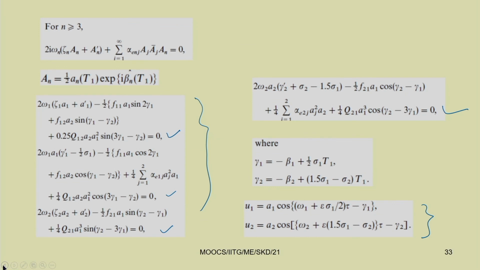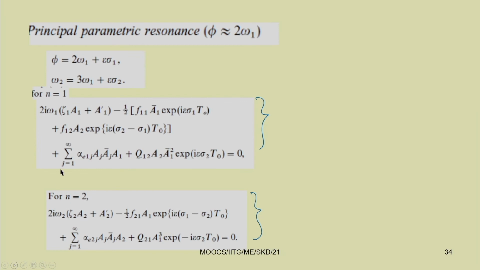These 4 are the reduced equations we got, and for n greater than 3, due to the presence of damping, the response tends to 0. So, there will be no response for n greater than or equal to 3, and there will be interaction between the first mode and second mode due to the presence of this internal resonance condition, that is ω2 equal to 3ω1 plus εσ2. Here σ1 and σ2 are detuning parameters.